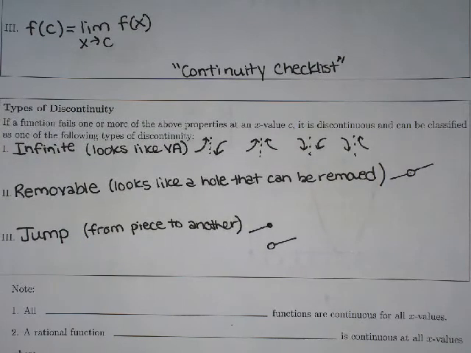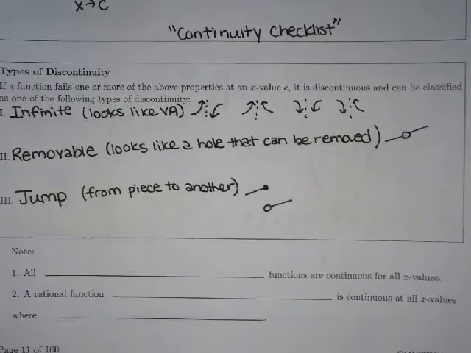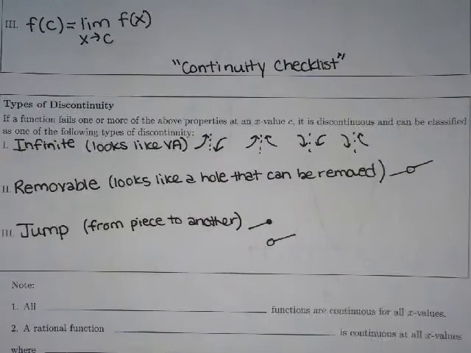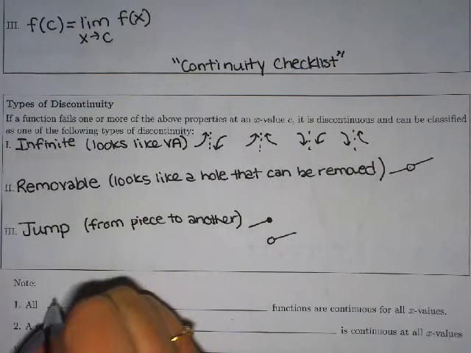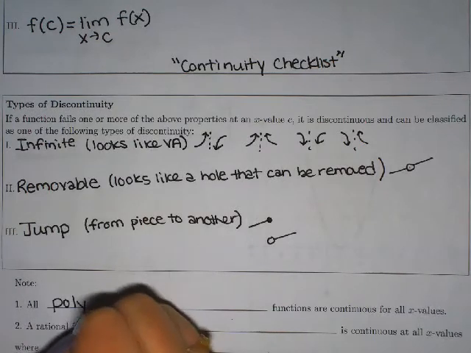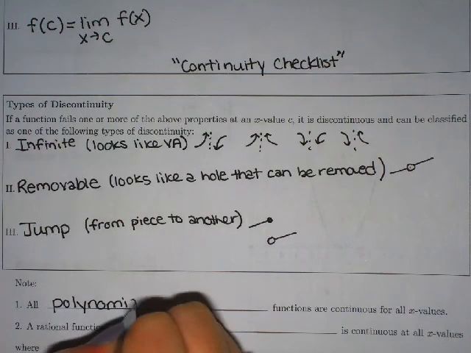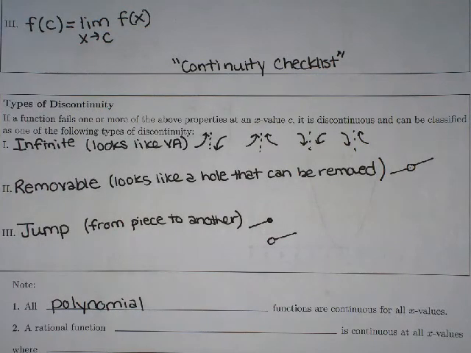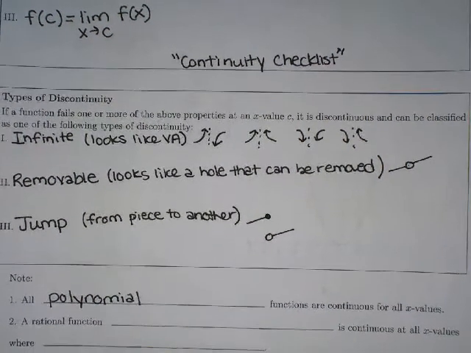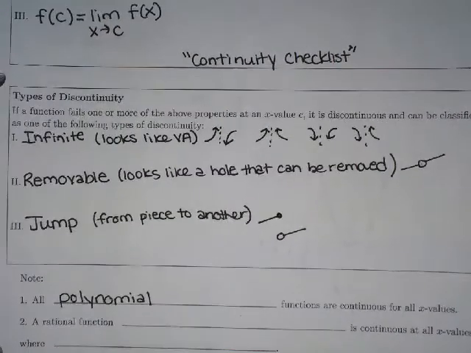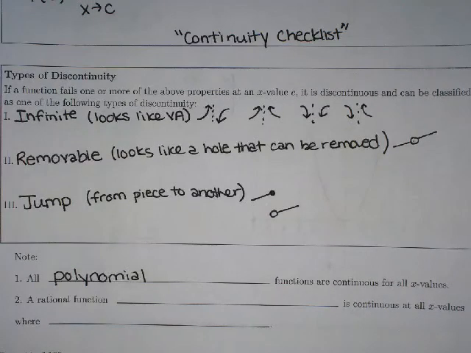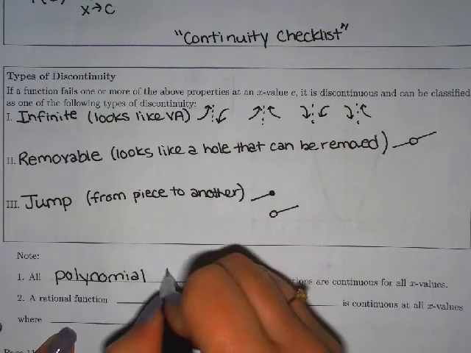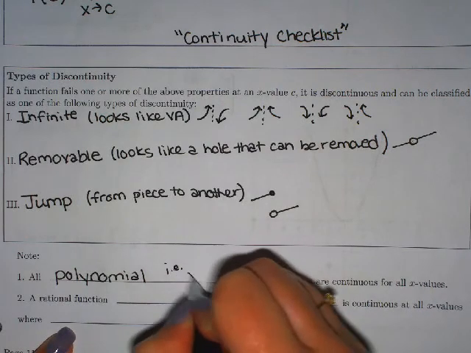So we want to note some patterns for when we don't have a picture: all blank functions are continuous for all x values. And the answer for that is all polynomial functions. All polynomial functions are continuous for every x value. So a polynomial is something like x squared plus 5x plus 2, something where it's just x to a positive power added or subtracted together.